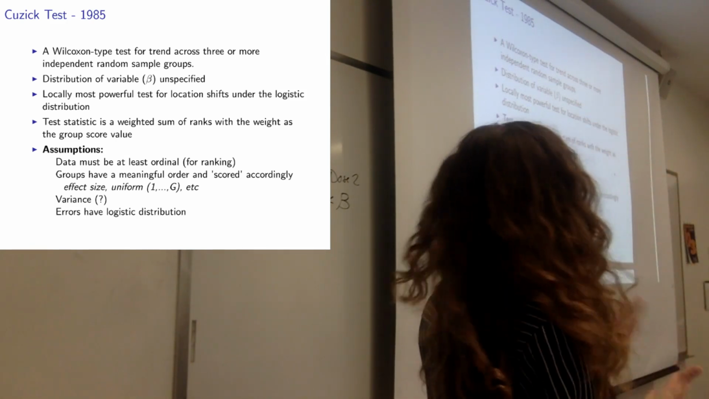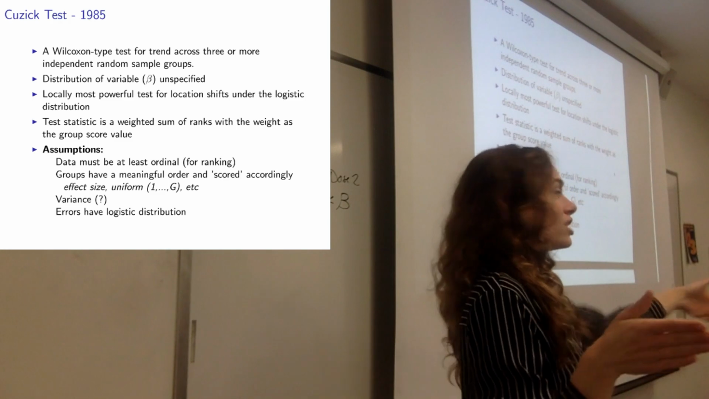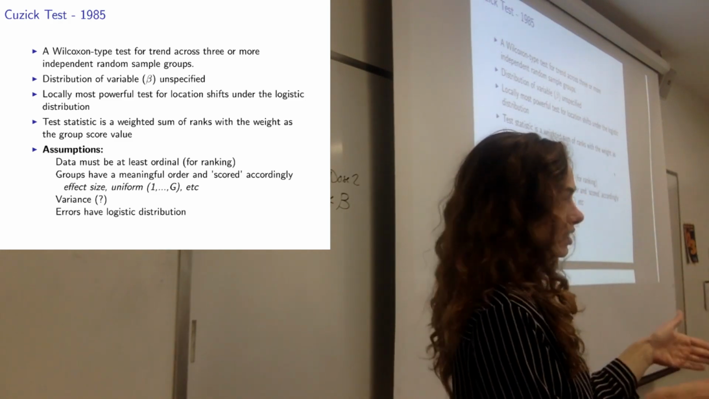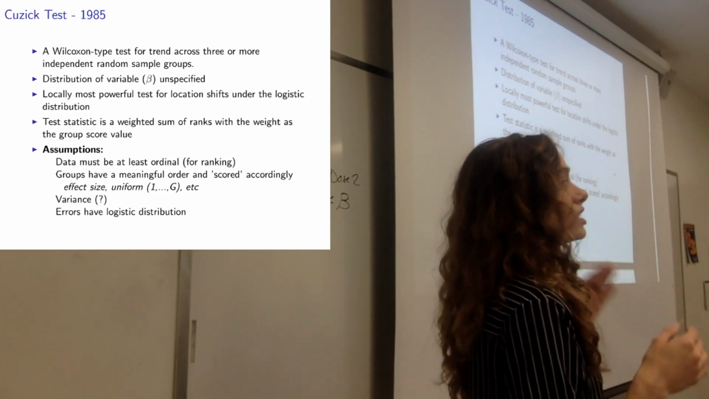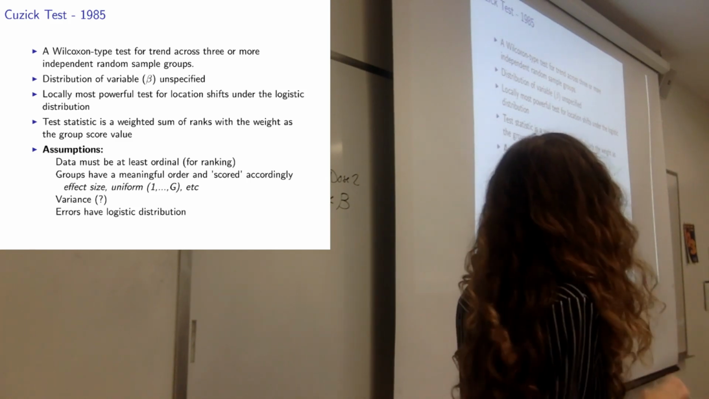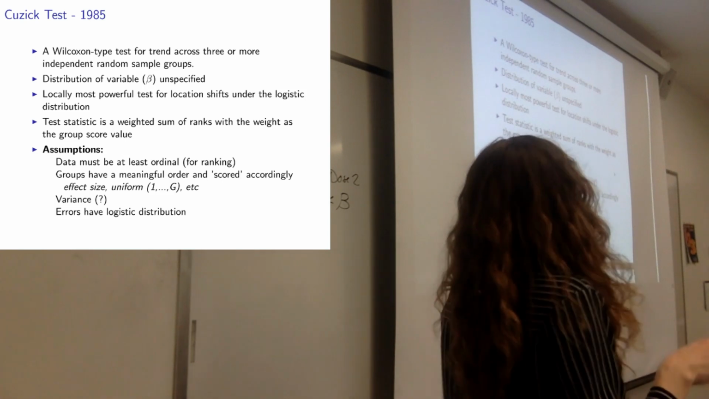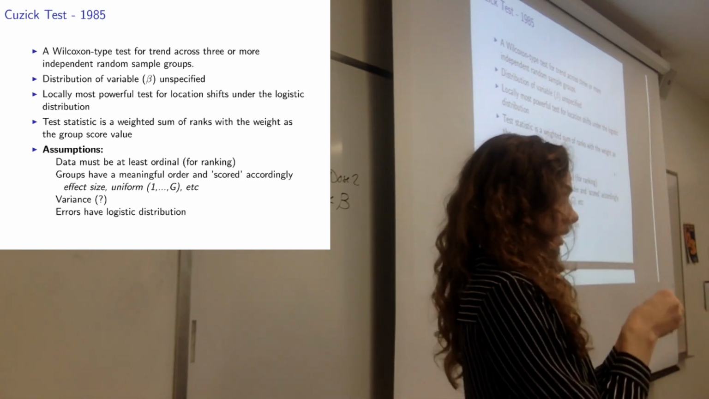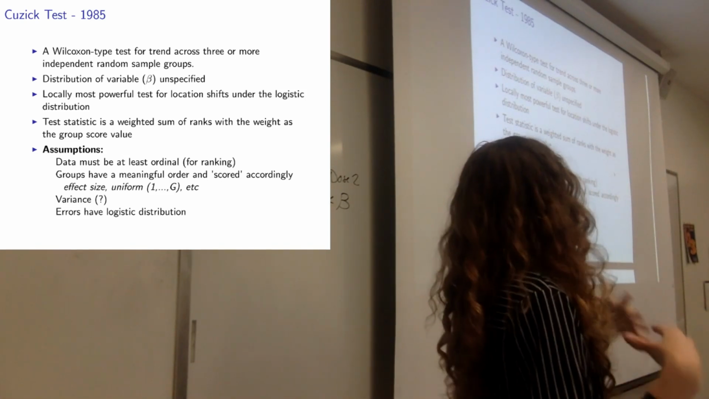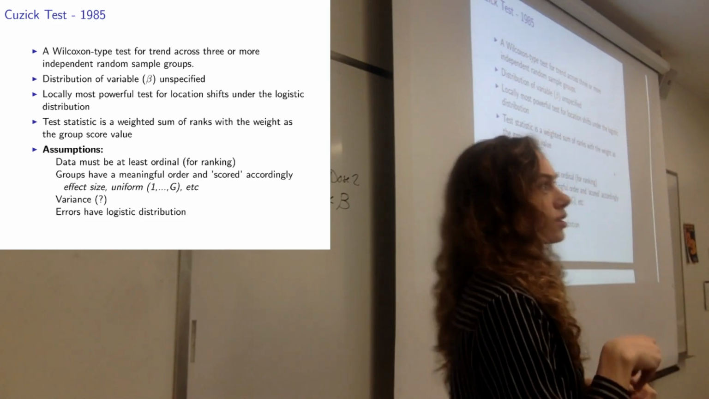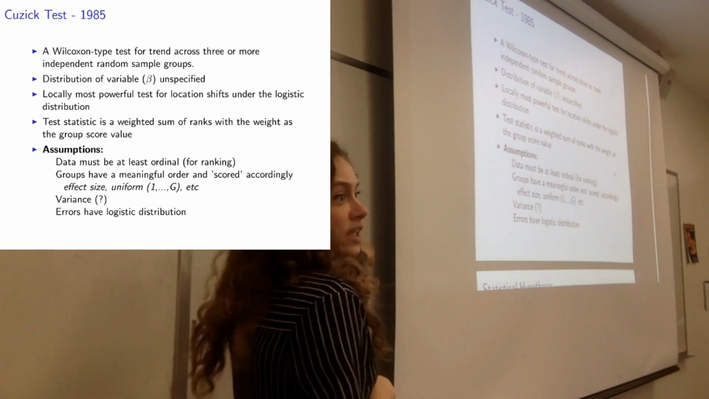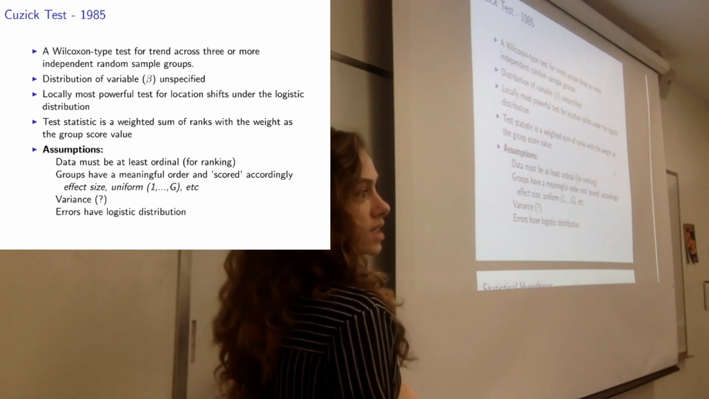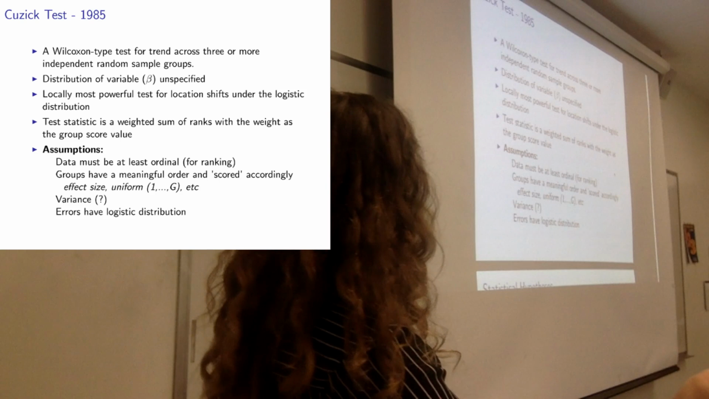It is considered the locally most powerful test for location shifts under the logistic distribution. And we like the logistic distribution because beta is bounded between 0 and 1. And then the test statistic itself is a weighted sum of the ranks, so the Wilcoxon piece, and it's weighted by the group's score value. So if you can assign the trend value 1, 2, 3, that's the weight that you're given to the ranks because you expect them to be going in some order.